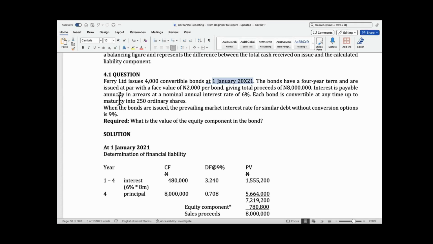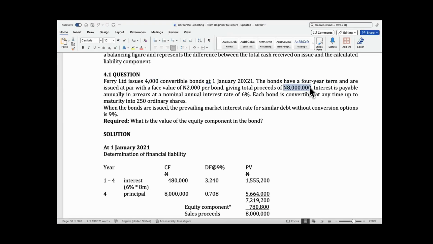Okay, so this company issued 4,000 convertible bonds at this date. So it's like it borrowed money. This instrument is always in units. The bond has a 4-year term, and the price per unit is 2,000 naira. So when you multiply this 2,000 naira by 4,000 units, the total proceeds is 8 million. So is this 8 million borrowing?